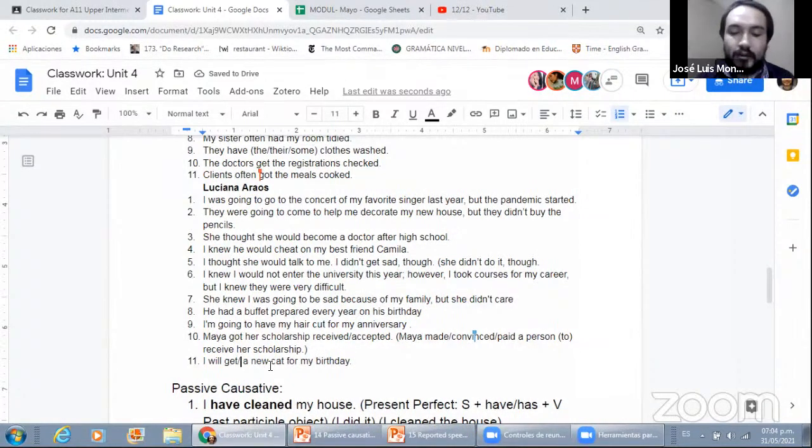It's like saying we'll receive a new cat for my birthday. But this is not passive causative, because you are saying that you're going to receive someone, that's correct. But passive causative is when you say that someone else has done or is doing an action for you, and that action has to be clear.